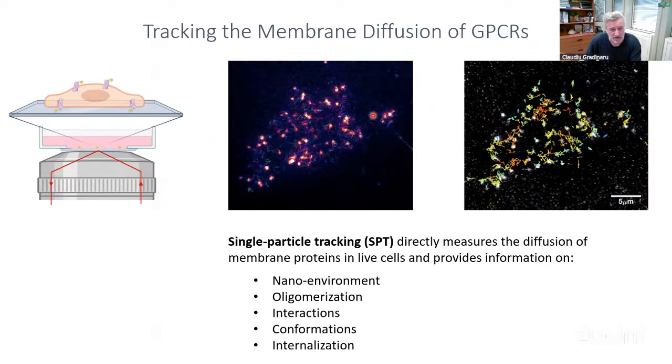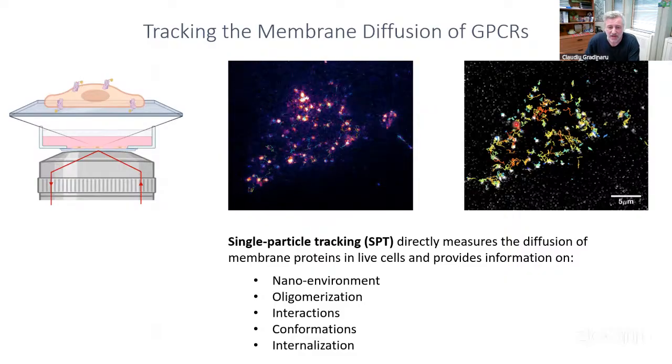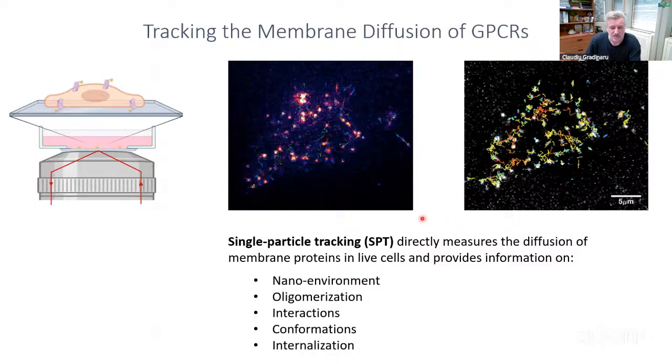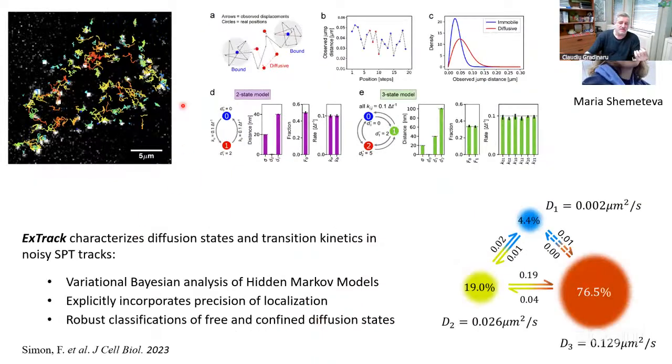So single particle tracking, which is the name of this technique, extracts positions from subsequent movie frames and builds tracks, and those tracks that are illustrated here allow you to say something quantitative about the nano environment, about the oligomerization, about the interaction with other proteins, about conformations. So how to do this: we use exquisite programs. These were developed by our collaborators at Polytechnique Montréal. It's François Simon. He developed a program called X-Track. Now the version is called ExaTrack.